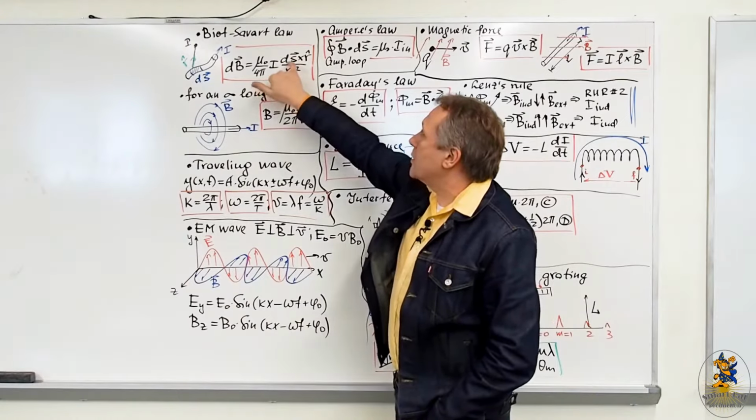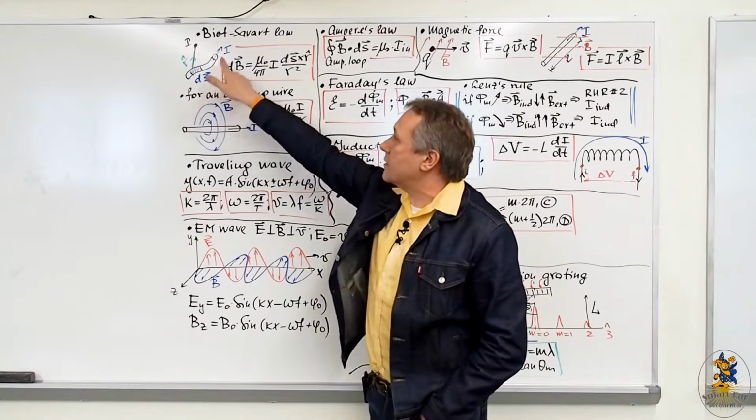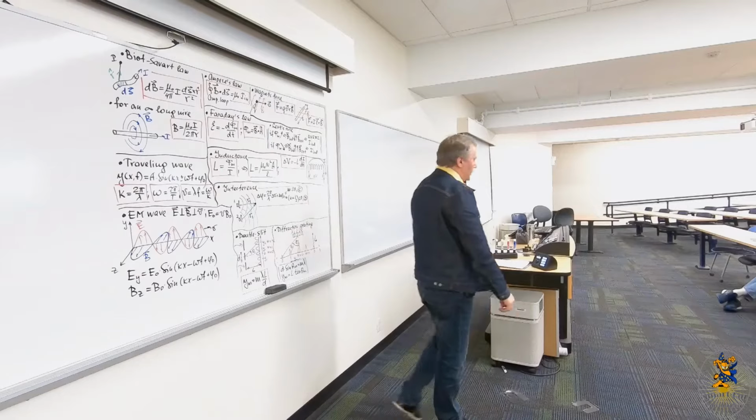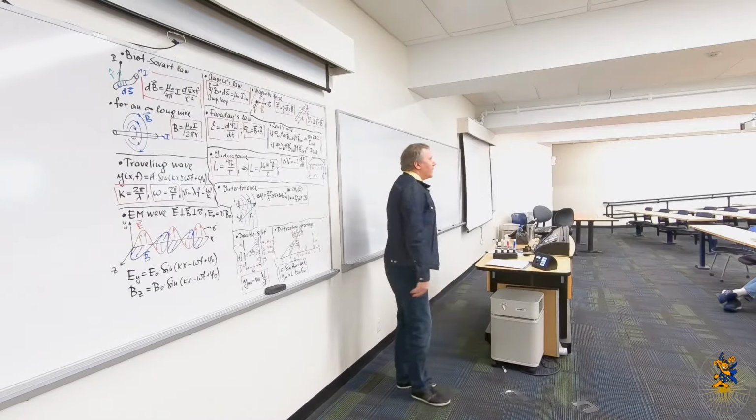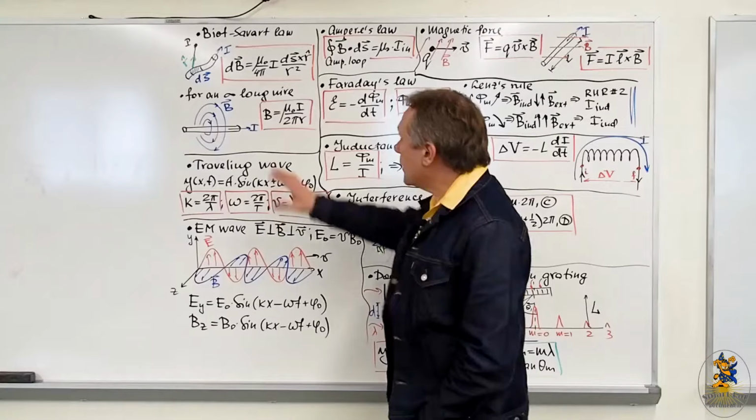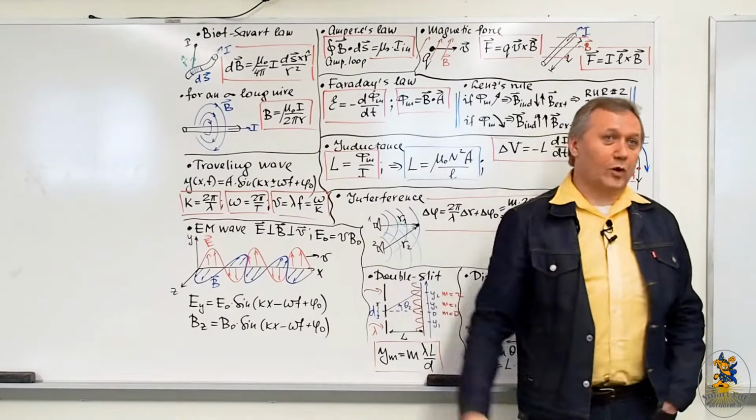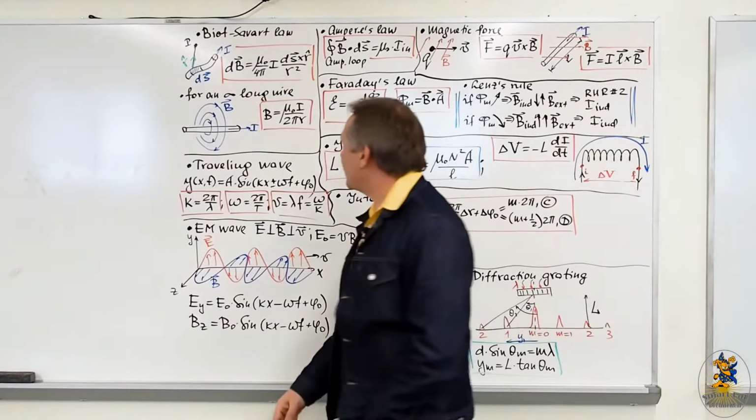What we need to remember is the direction of ds. The direction of ds is determined by the direction of the current. Basically, you need to remember that. And of course, this formula will be on the formula sheet, although usually the application of this is a little bit more complicated than the rest of the formulas.